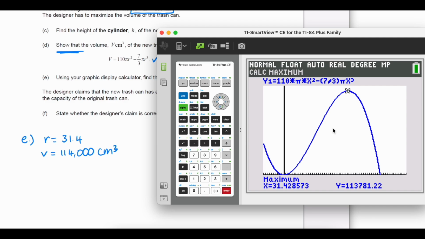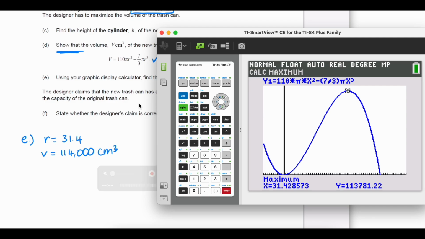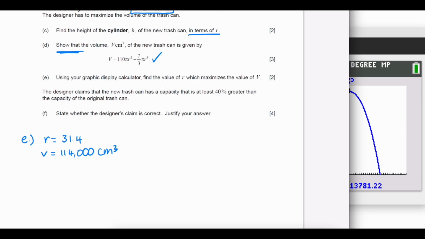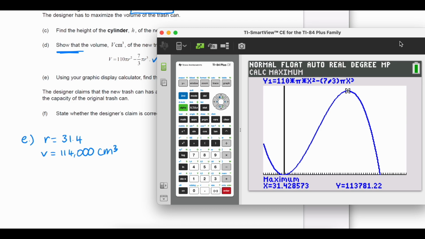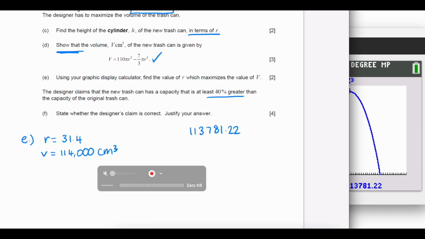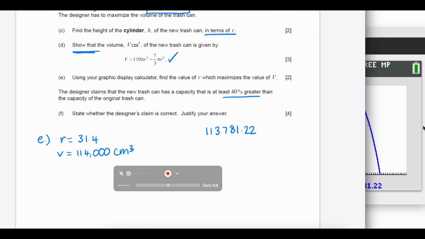And the next part of the question says that, if I go back to the question so you can read it, it says that the designer claims that the new trash can has a capacity of 40% greater than the original trash can. And we need to say whether or not it's correct. So we need to compare the two measurements. Now, instead of using the rounded version, I'm going to use the more exact version. So the volume of this new version, instead of being 114, is actually 113,781.22. So I want to make sure I'm using the most accurate version that I can.